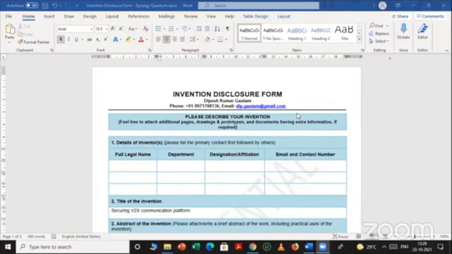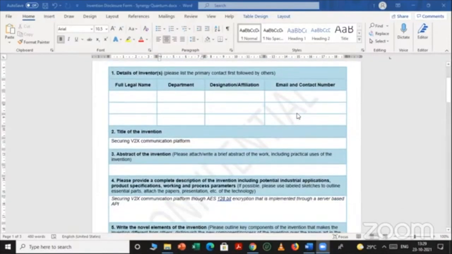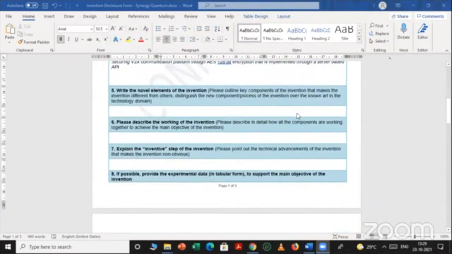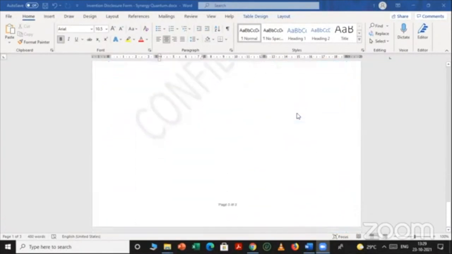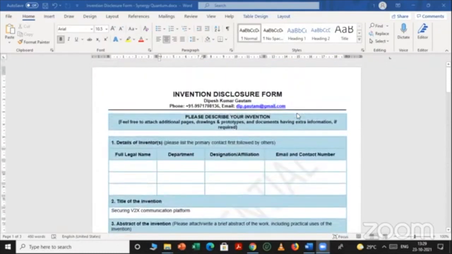And this is the format in which they share their information. This is the format in which they process their information in their IP department. So an invention disclosure form is basically a 4 or 5 page document that describes the invention of an inventor or the research material of a researcher or a professor or a student, in alignment with the legal requirement of the patent office of any country.